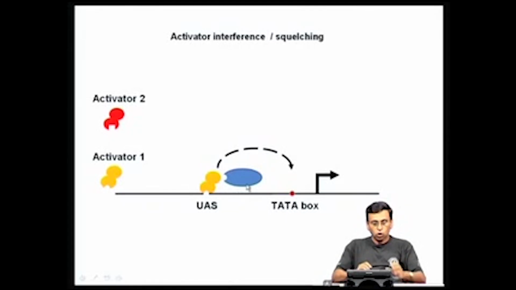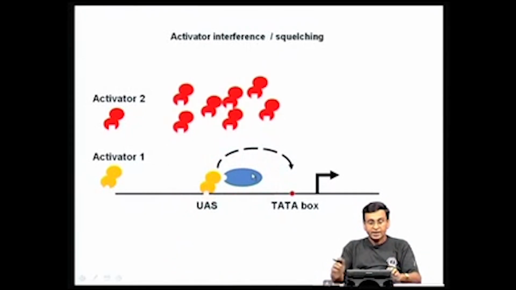So, when activator 1, in this case GAL4, binds to its sequence through the mediation of a specific coactivator, it enhances the recruitment of RNA polymerase, resulting in the activation of transcription. But in such a transcription assay, if you add an excess amount of activator 2, remember activator 2 cannot bind to the promoter here and activate transcription, because it has no binding domain. The DNA binding domain here is different.